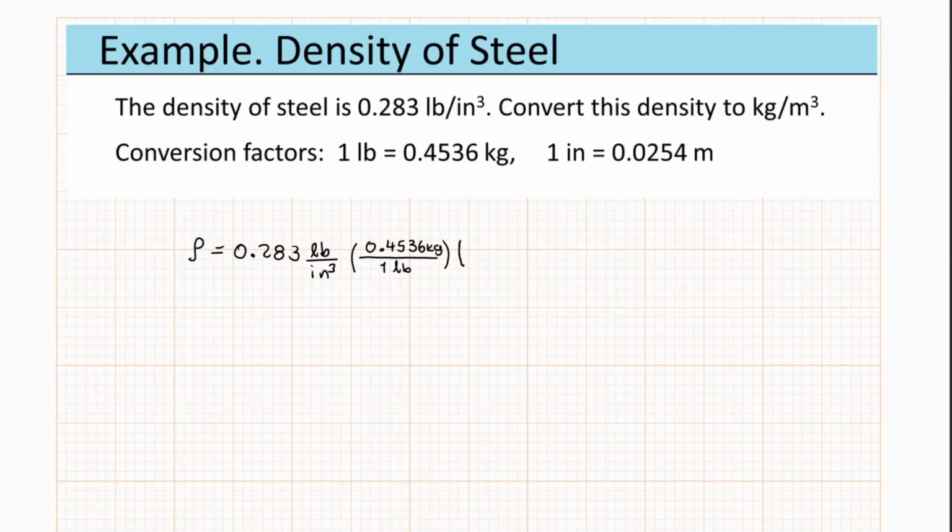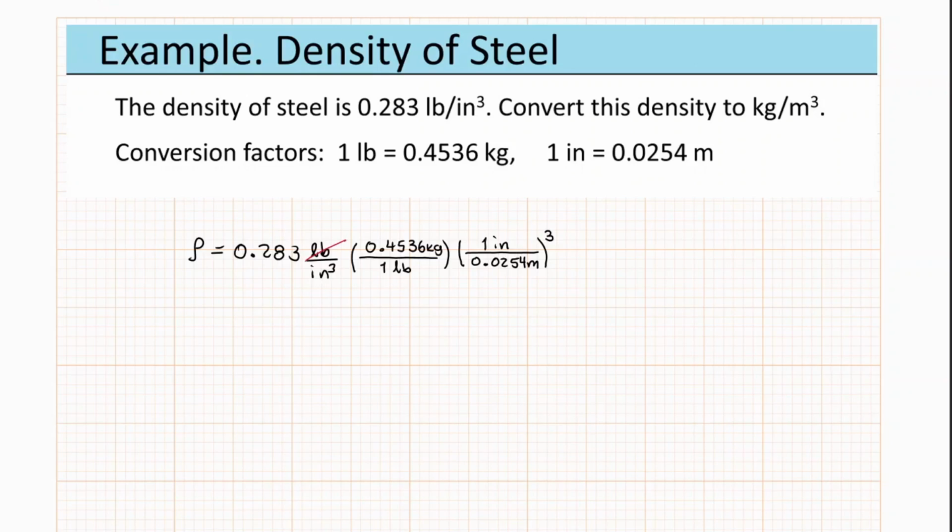Next, we write the conversion factor for the cubic inches. In this case, we will put the units of inches at the top because we want to cancel with the units of inches at the bottom of the original quantity. Now, we have to note that the inches are cubed, so the conversion factor must be cubed as well. Otherwise, the cubic inches will not cancel with the inches in the conversion factor.